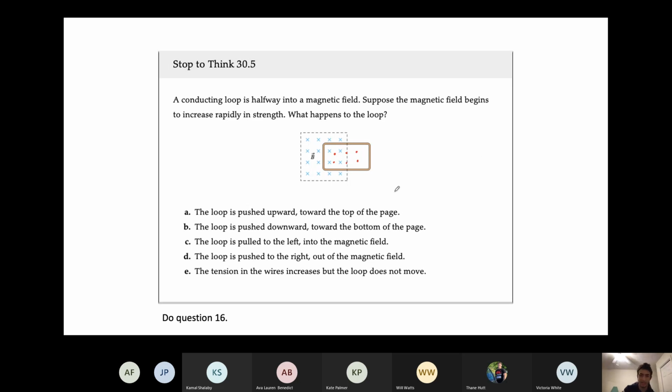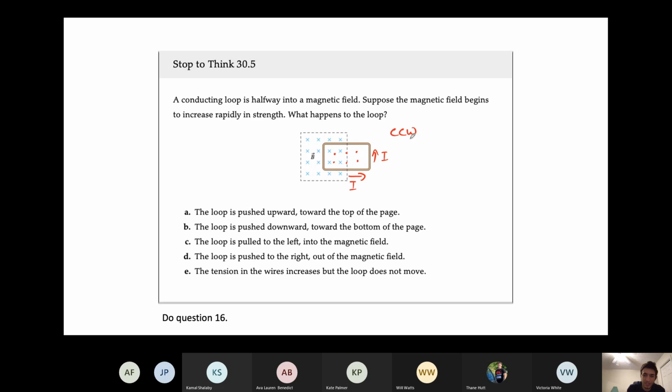And if it is pointing out of the page, that means when you curl your finger, it needs to point out of the page. So the current is pointing to the right. So now that means the current is going to the right. It's going counterclockwise. Okay, so now here is where it gets tricky. A little bit, maybe, we'll see.